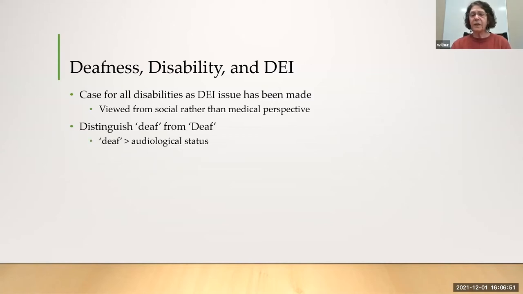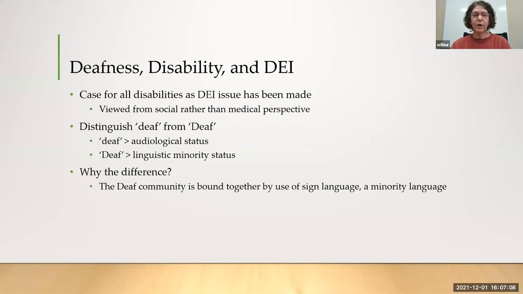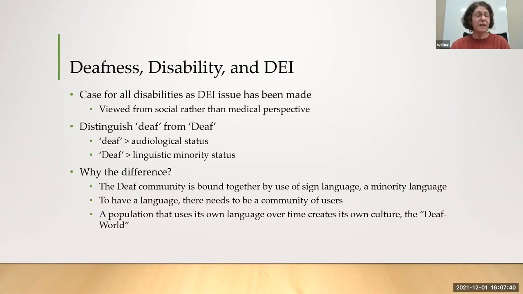Deaf with a small d is the audiological status, hearing status. And deaf with a capital D is the linguistic minority status. And they're different. Why the difference? Well, the deaf community is bound together by use of sign language, a minority language. And to have a language, there needs to be a community of users. And a population, any population, that uses its own language over time creates its own culture, what has been called the deaf world.